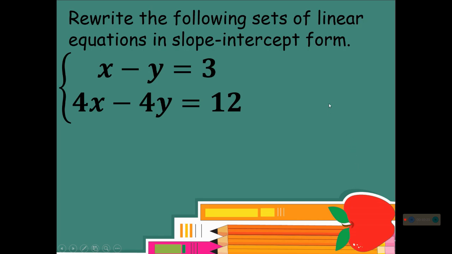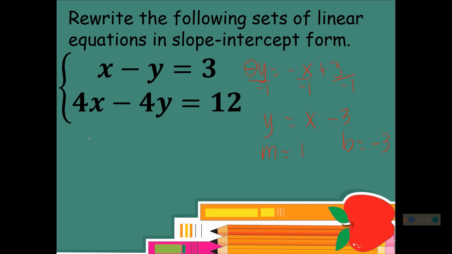Okay, so let's have the third set. We have x minus y equals 3 and 4x minus 4y equals 12. Let's have the first equation. We have negative y equals negative x plus 3. Since again we have a negative sign, it is understood that you have there negative 1. So divide all the terms of the equation by negative 1. Then you will have y equals negative x divided by negative 1 is x, then positive 3 divided by negative 1 is negative 3. So this time, the value of our m is 1 and the value of our b is negative 3.